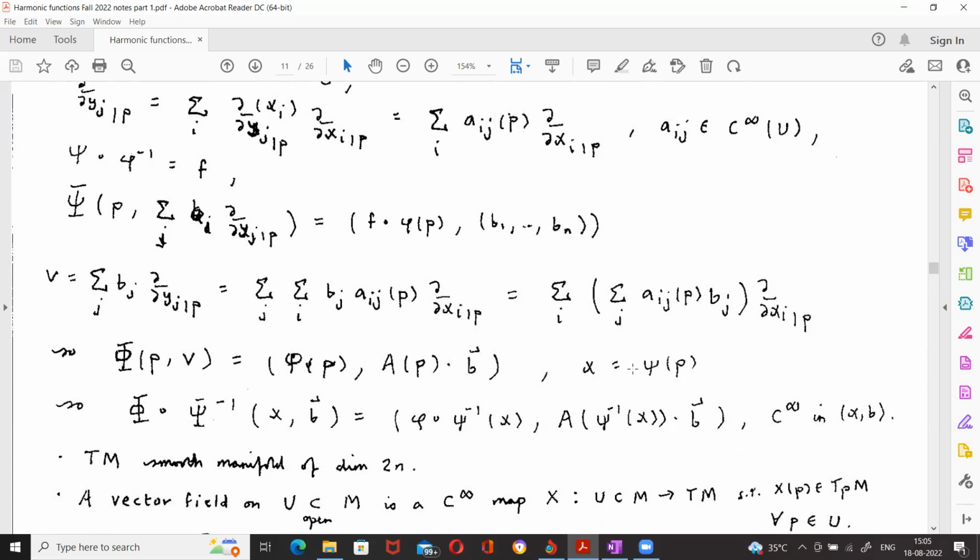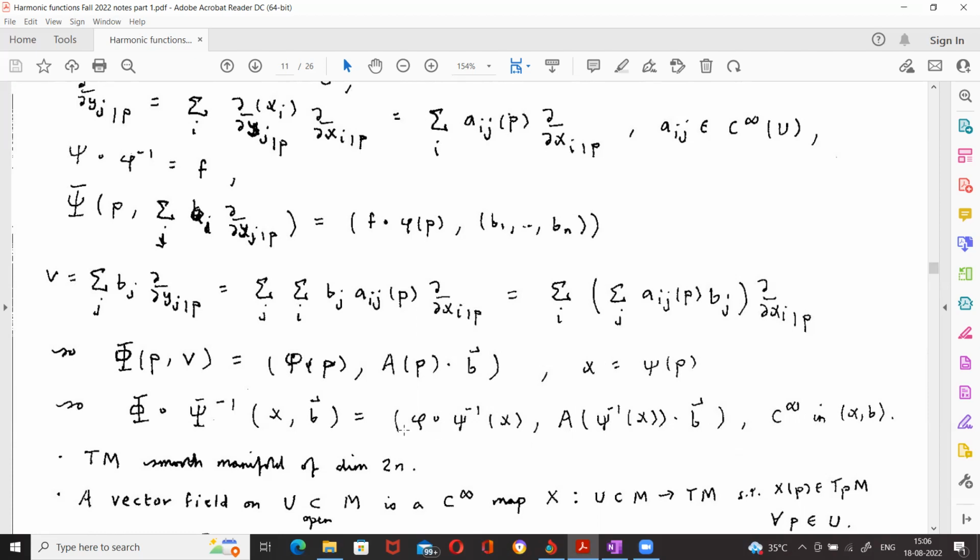Right? x is psi of p. So here this A of p, p will become psi inverse of x. Okay. And so psi is smooth, A is a smooth matrix valued function. So this will be smooth in the pair (x, b). Okay. This phi composed psi inverse is the change of charts for M. So this is smooth in x. All right. So the whole thing is smooth as a map from R^2n to R^2n. Is this clear?